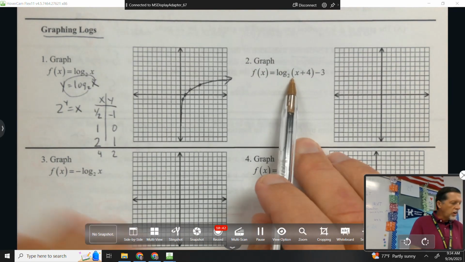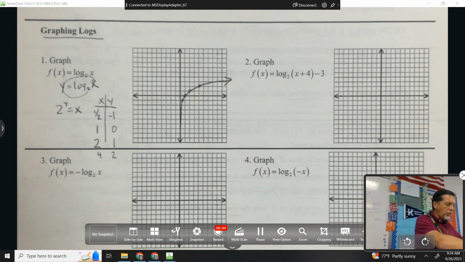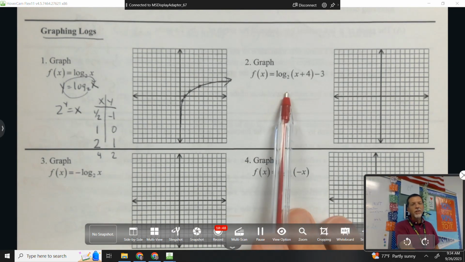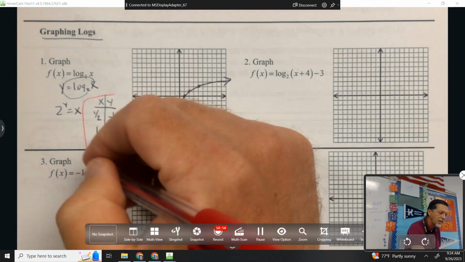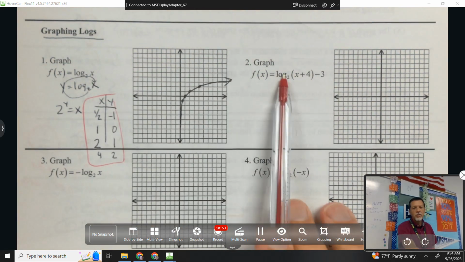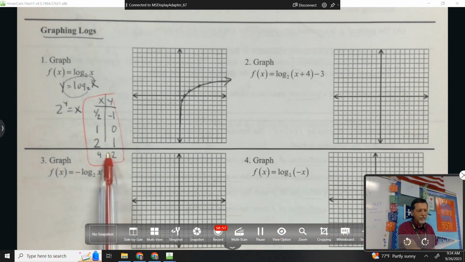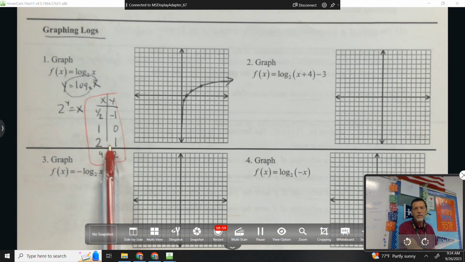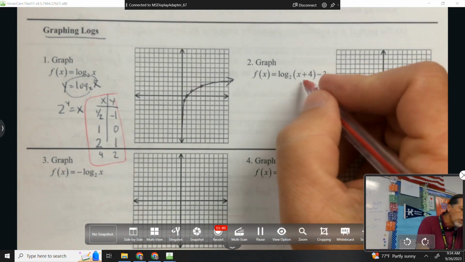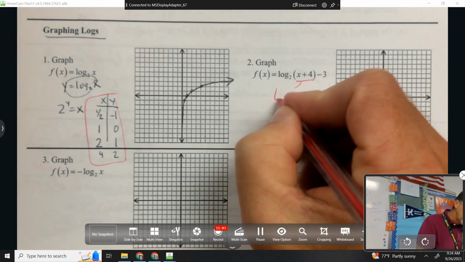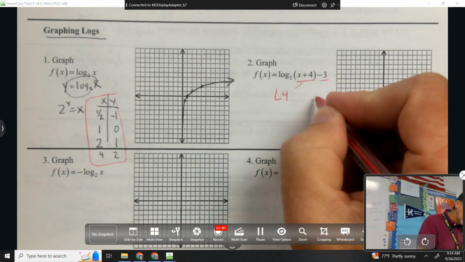All right, let's use our transformation rules rather than the fish hook. Like, I already know what the parent function looks like. Let's use parent function plus transformations, and that way I don't have to redo my table of values. So what's the +4 do to the graph? And the -3? Down 3.